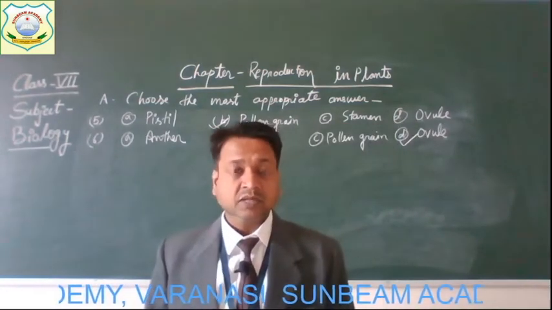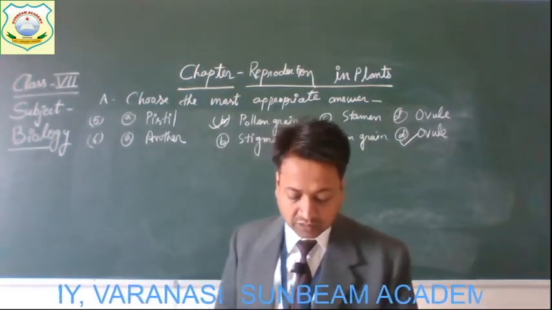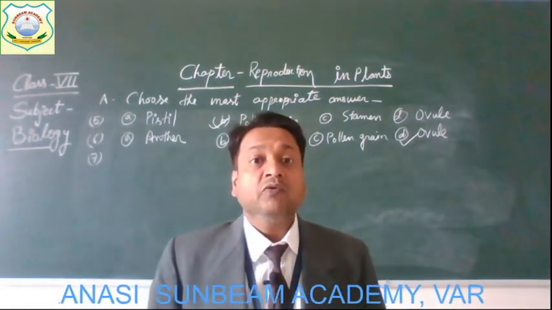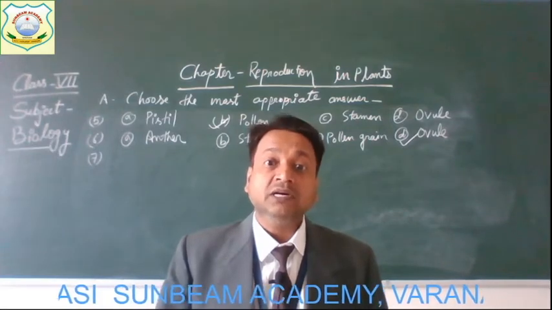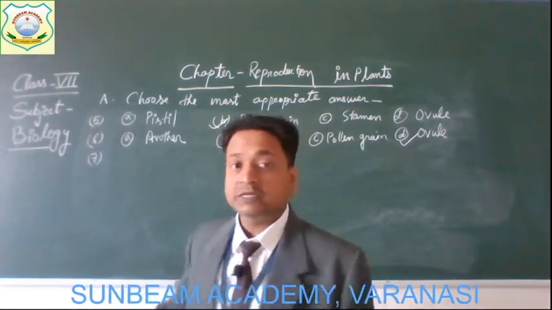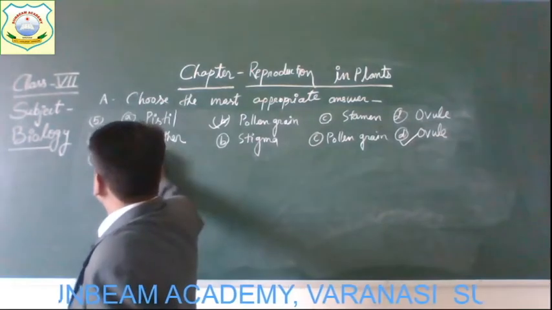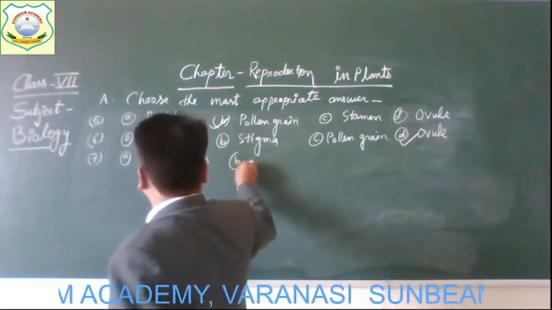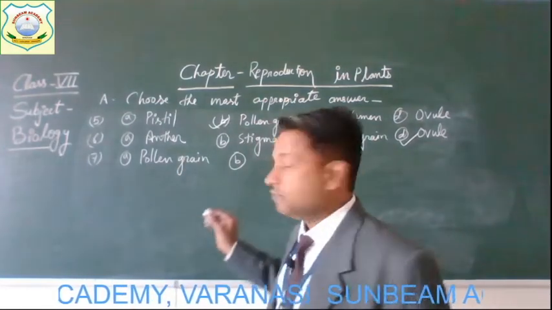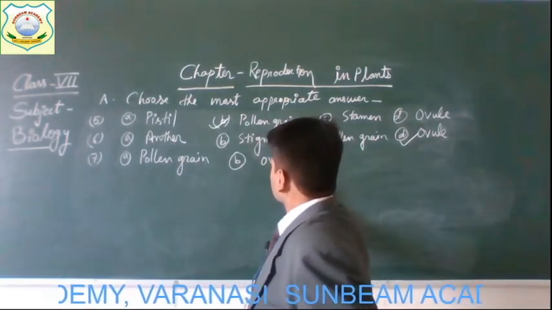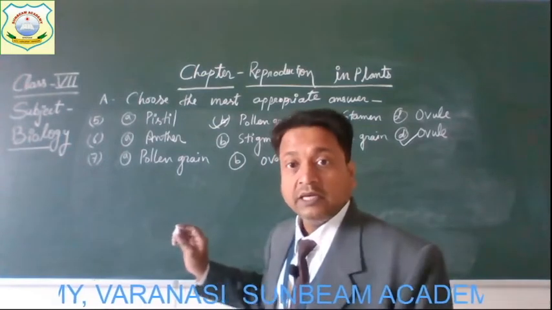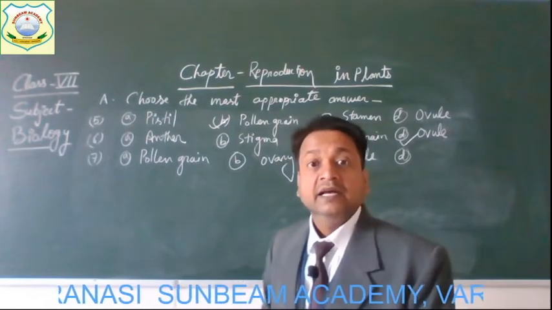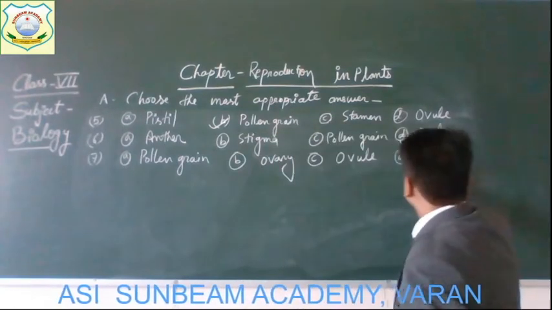Now come to the next, question number 7. The question is, which of these develops into the seed? Option A, pollen grain, B, ovary, C, ovule, and the D is pollen tube.